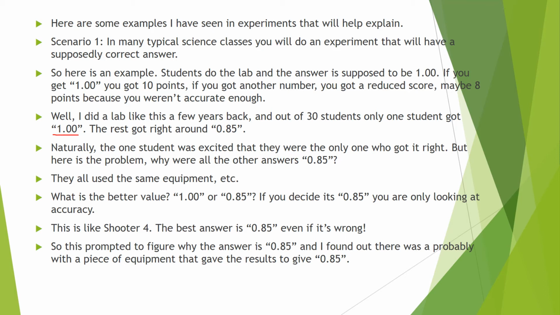Well, when I did this lab, out of the 30 students, only one person got 1 gram per milliliter. The rest of them got around 0.85. Naturally that one student was jumping up and down saying, "Hey, I got it right, you guys are all wrong, I know how to do it better." But the problem is that the right answer really is 0.85 because it's reproducible.